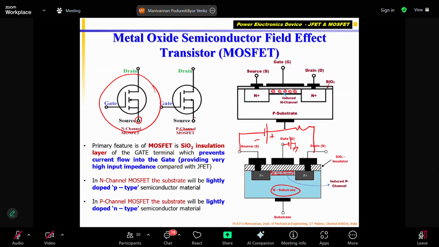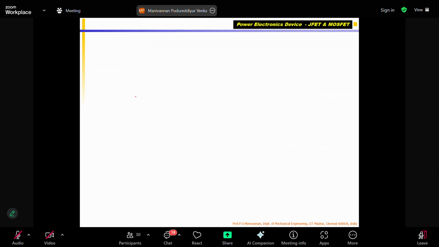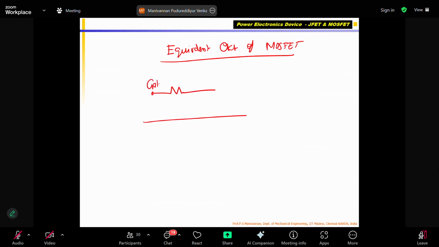So here symbolically shown, if I take this N channel MOSFET, what is inside can be shown as an equivalent circuit of the MOSFET. It can be shown like this. This is my gate terminal input. This is the ground, the power supply ground. This is my gate terminal. This is called RG, which is nothing but your Zin. And I give plus here. I am talking about the N channel MOSFET.